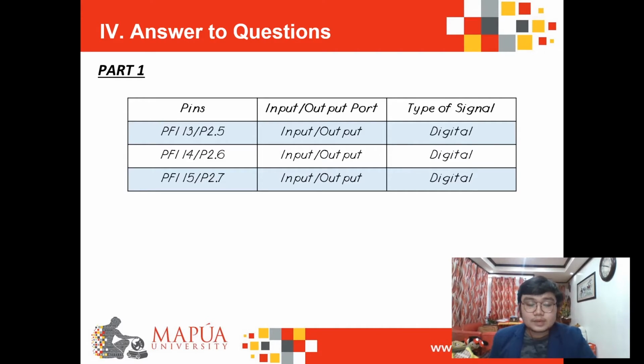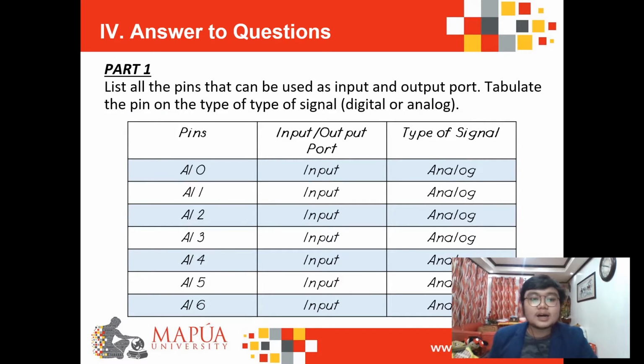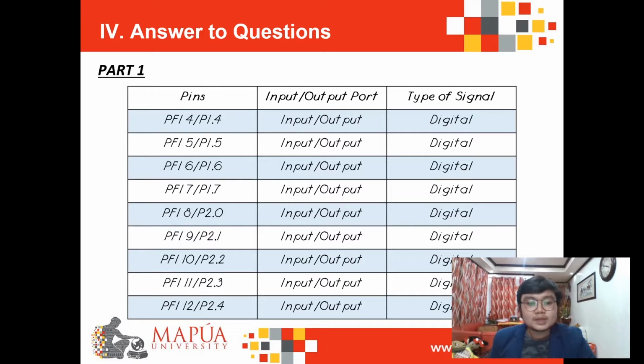So basically, analog input are 16 in total, while the analog output are 2 in total. And lastly, the digital I/O are 24 all in all.